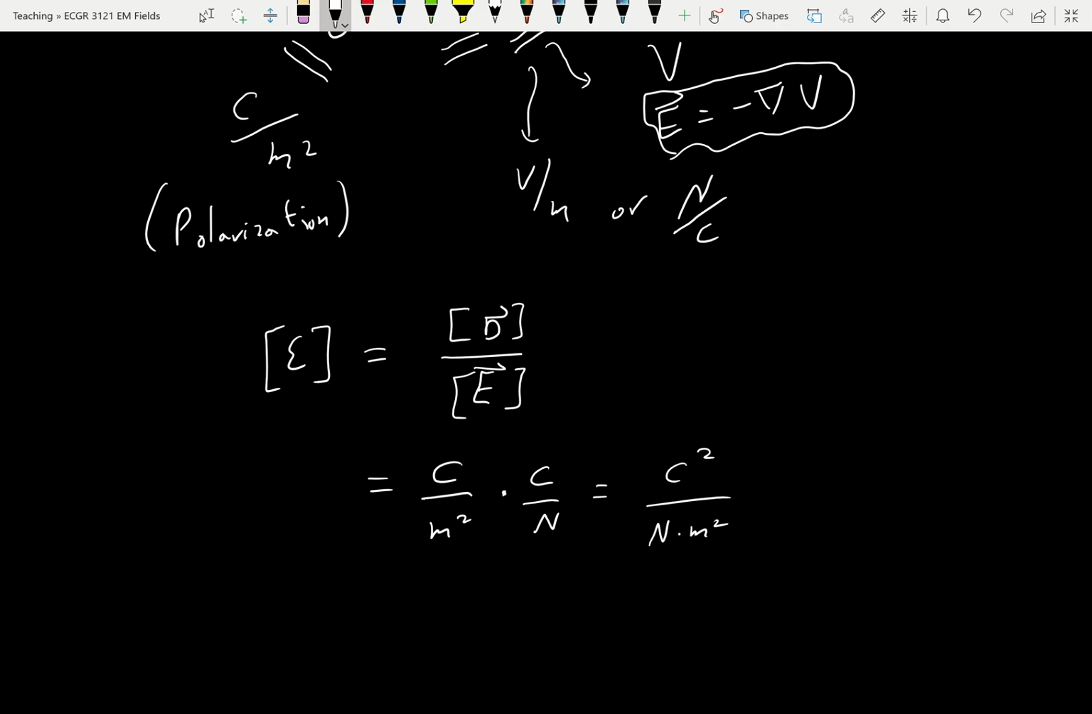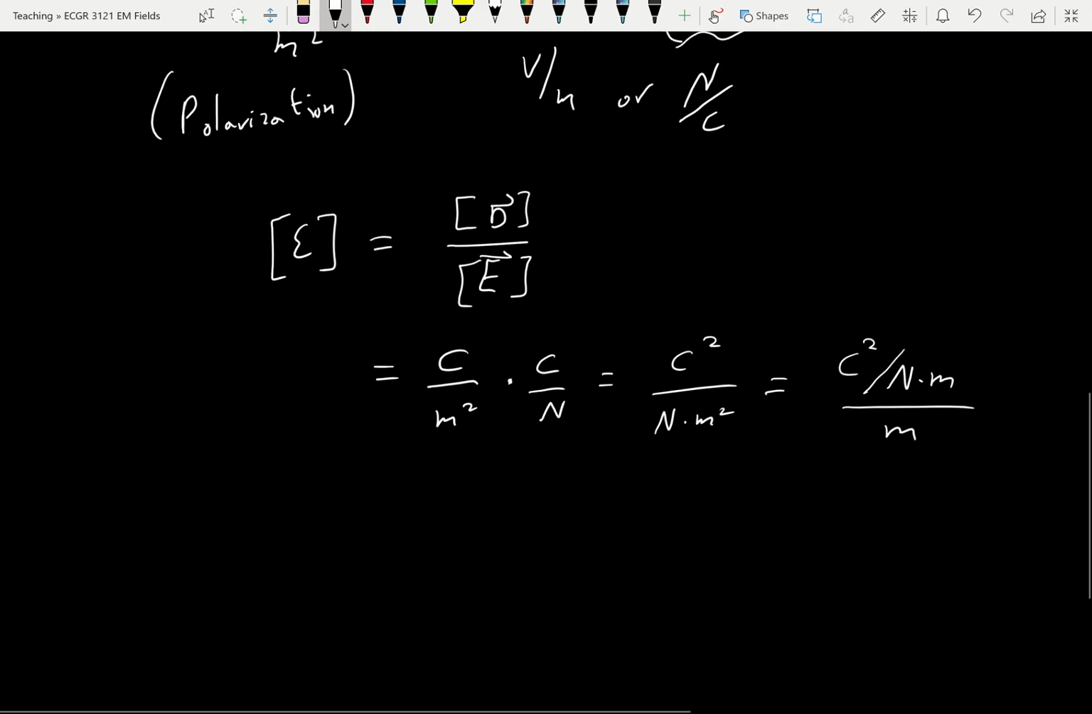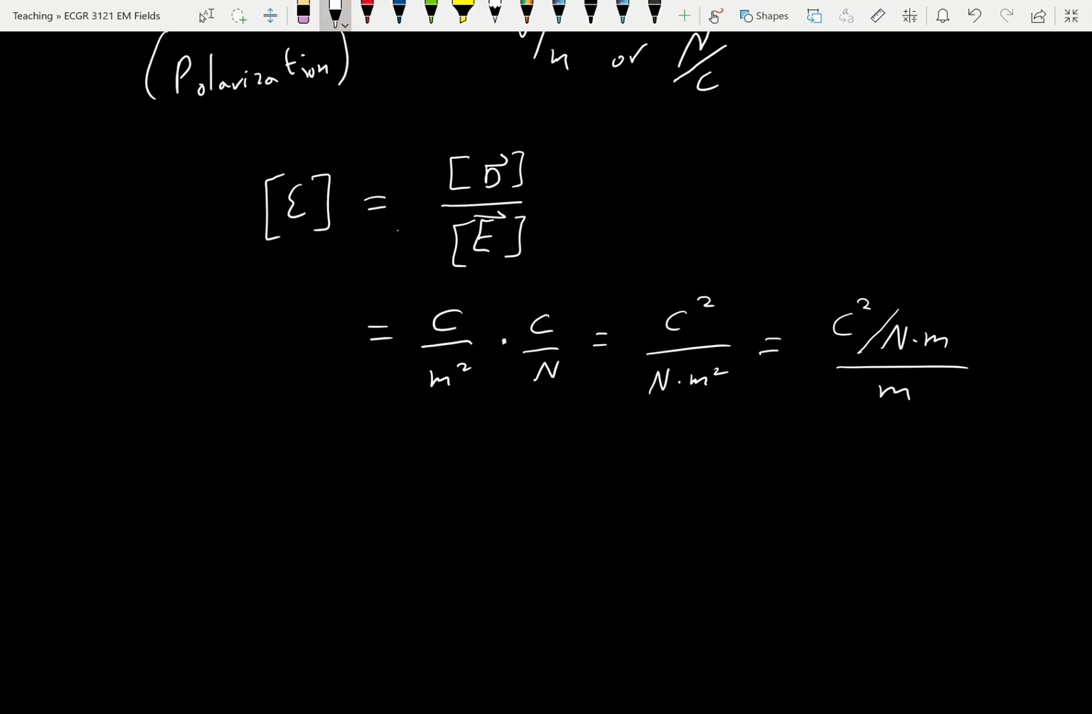squared, right? And then let me take the meter out, so that gives me Coulomb over Newton dot meter over meter. Right? So we have this special unit here.